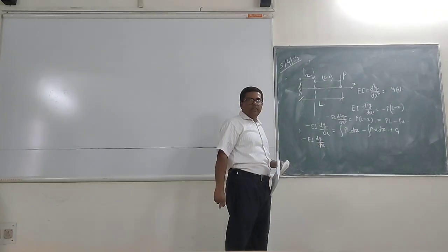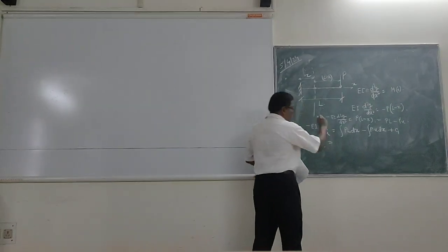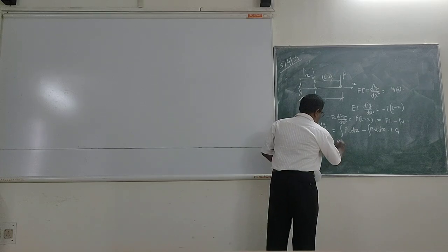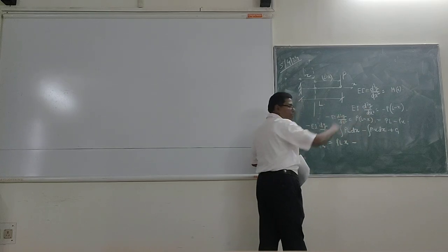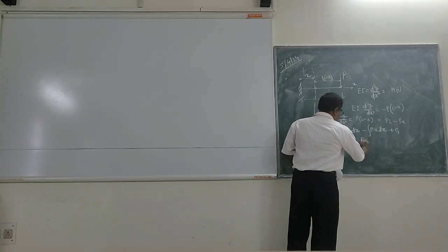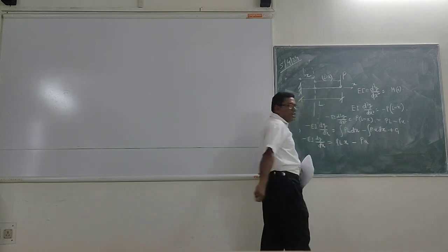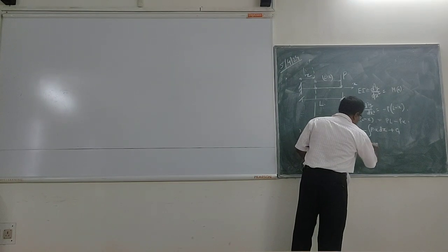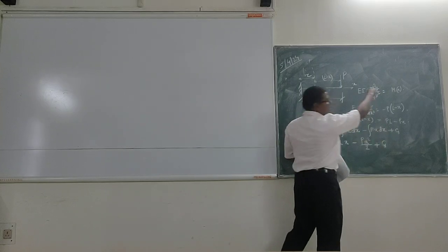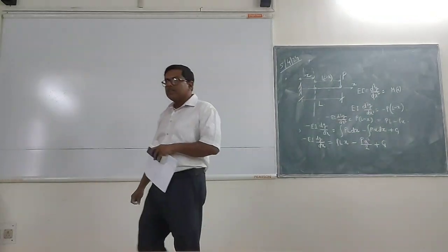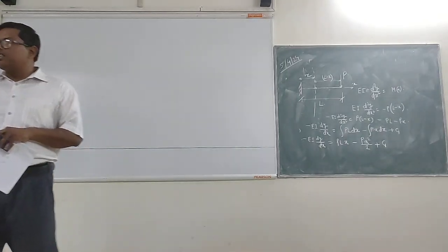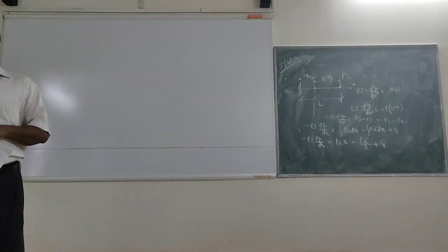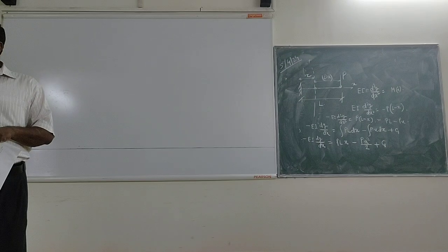Everyone can understand? So now this is equal to PLx minus what will become that? What is the integration of x dx? x square by 2, integrated, plus C1. Everyone understand? Is it clear? So I have done the first integration. Any doubt till now?